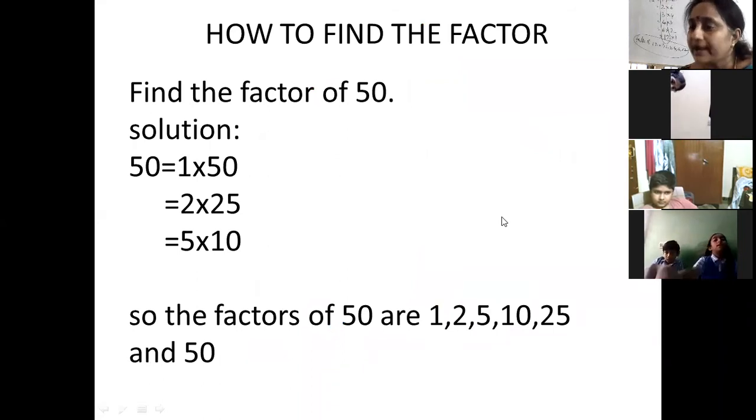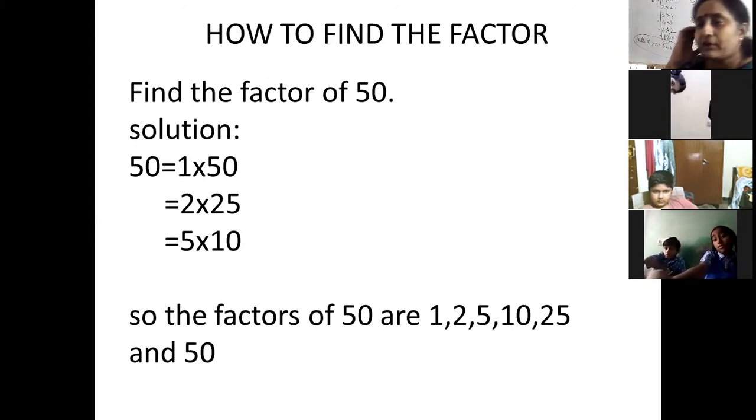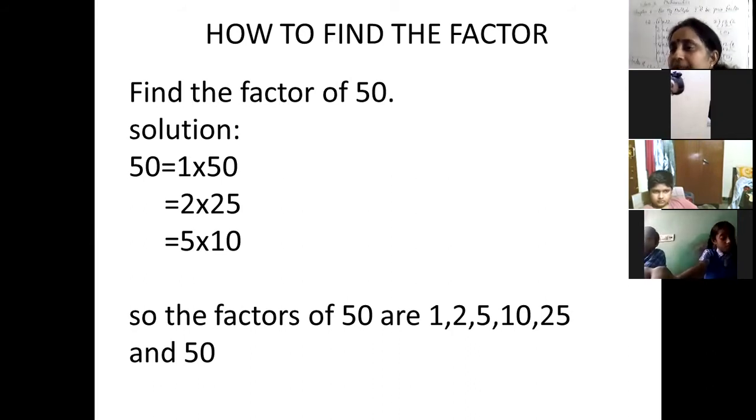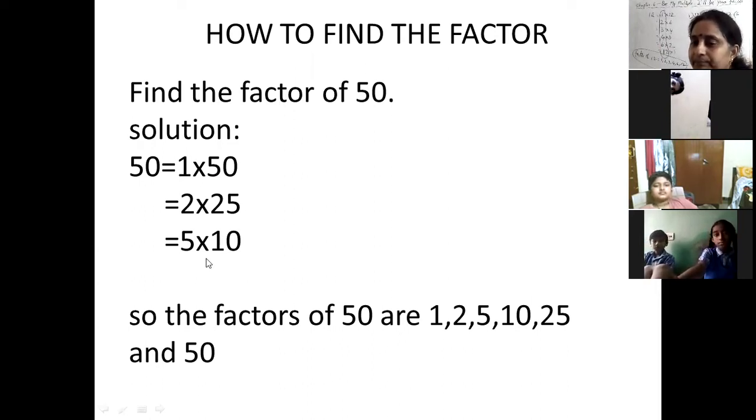Now, how to find a factor? Just now we found the factors of 12. So what do we have to do? We have to divide with a number. If you divide the number with any number and you get remainder 0, then it is a factor of that number. So 50, how can we write it? 1 into 50, 2 into 25, 5 into 10. So 1, 2, 5, 10, 25, 50 are the factors of 50.